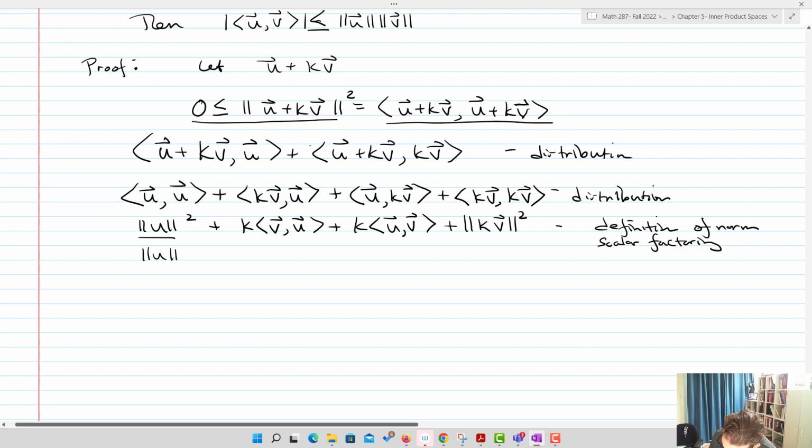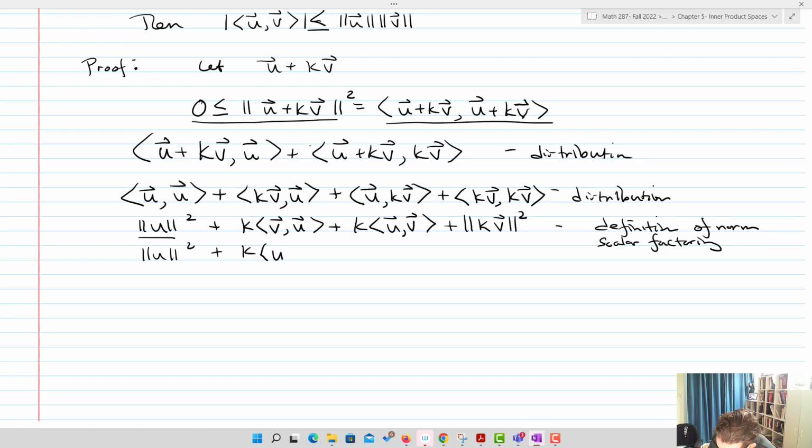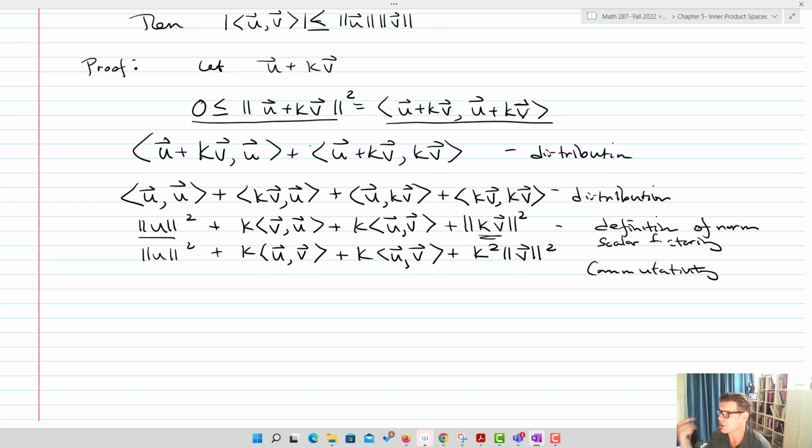Then this is going to be the magnitude of U squared plus K, and we'll rewrite this as U V because we can commute our inner product, K U V, plus K squared magnitude V squared. Okay, and that's the commutativity. And remember what I said about the fact that if both of the vectors are multiplied by a scalar, it's actually going to be K squared when we pull it out. So we got the commutativity and the K squared. Okay, and so this is then going to be the norm of U squared plus 2K U inner product with V plus K squared V squared.